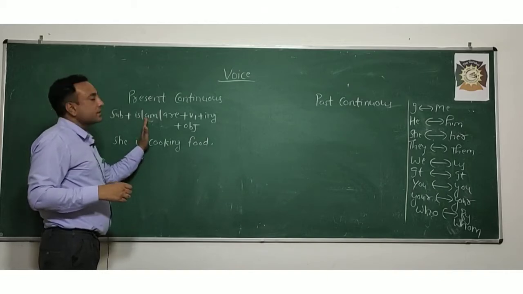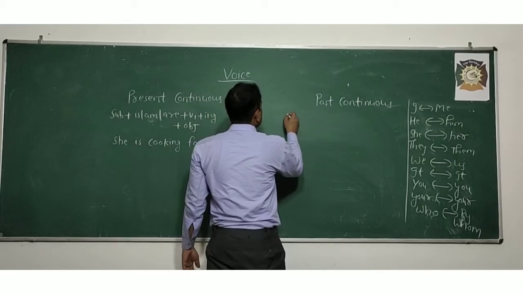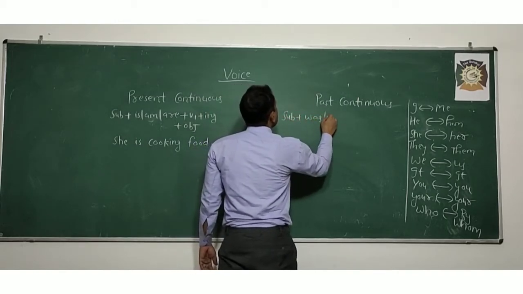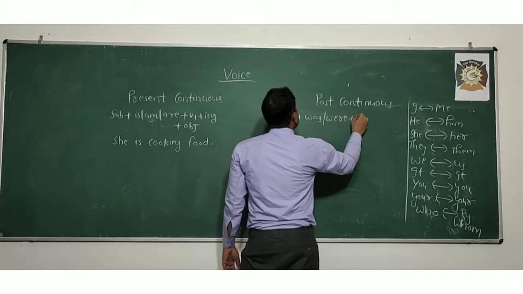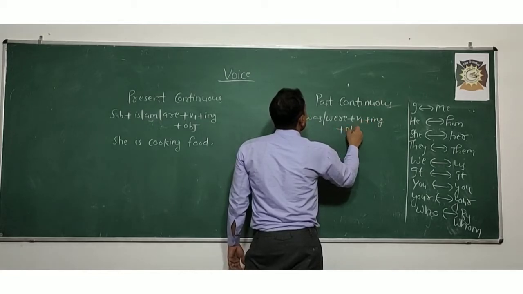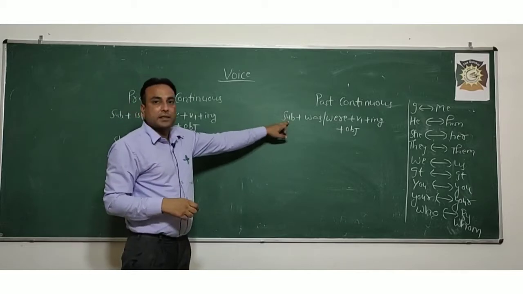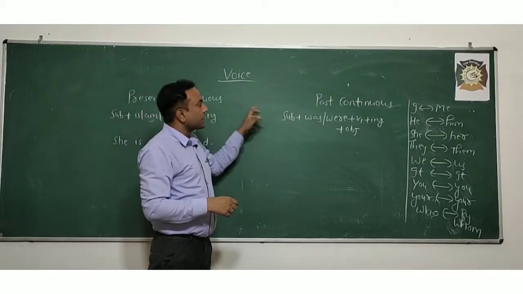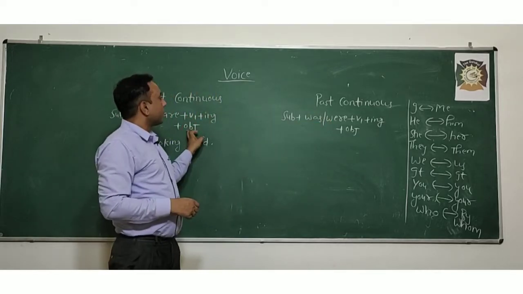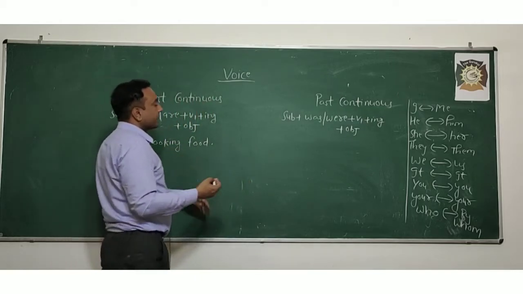The same sentence, same structural formula I will write for past continuous tense. You will find a slight difference. Subject plus was/were plus V1 plus ing plus object. So what's the difference? Subject is here, subject is here. In place of is/am/are we use was/were in the past. Rest of the thing, V1 plus ing, object, everything is same.